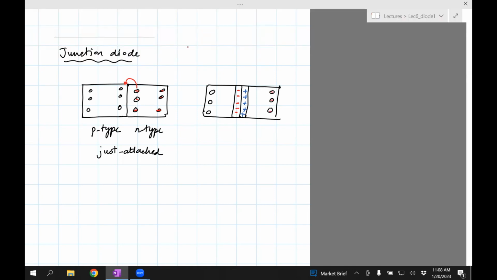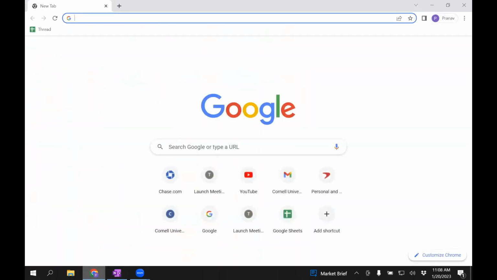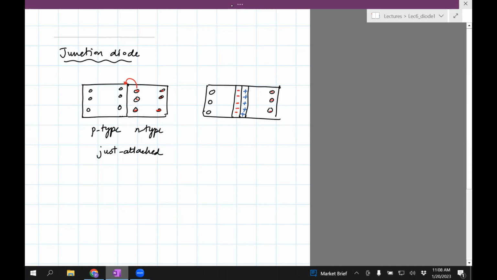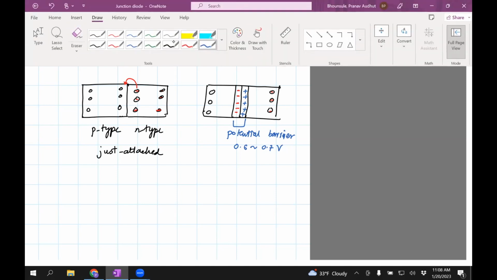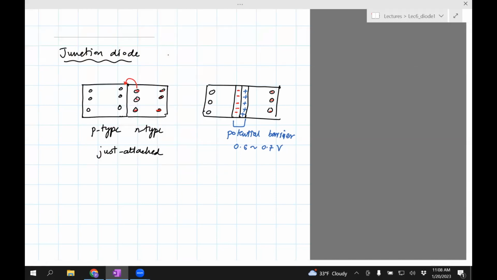Okay, so some electrons have flown from the right to the left, and what this has done is it has created what is known as the potential barrier. That barrier prevents more electrons from flowing from the right to the left. Okay? And this potential barrier is typically 0.6 to 0.7 volts. And as I said, this is after this whole system has reached a steady state.